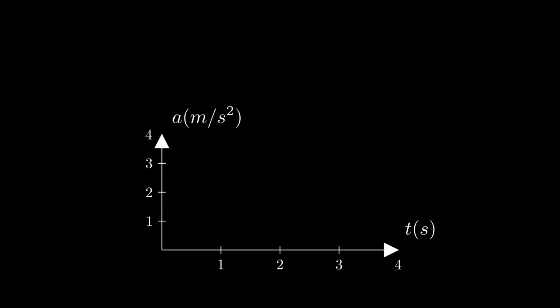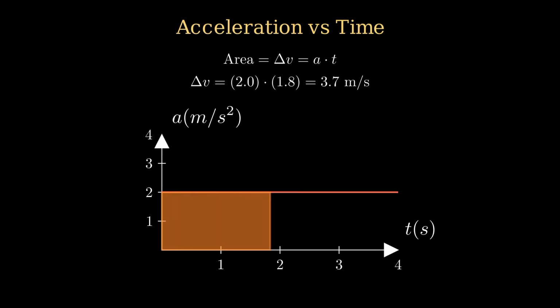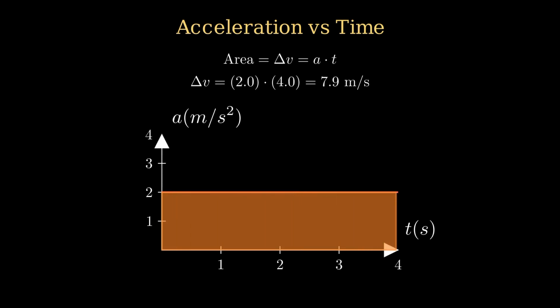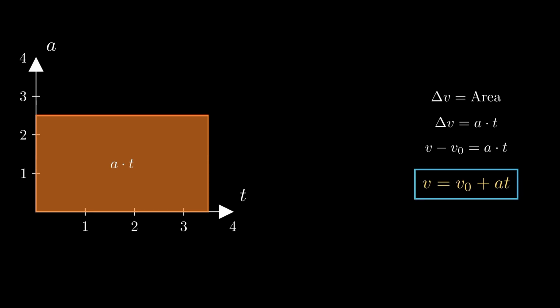Now, let's move to the acceleration-time graph. Since our velocity was increasing at a constant rate, the acceleration is just a flat, horizontal line. And here is the trick: the shaded area under this graph gives us the exact change in velocity. So, if the area under an acceleration-time graph is the change in velocity, we can write this mathematically as delta v equals a times t. But a change in velocity is just the final velocity minus the initial velocity. Rearrange this, and we get our very first kinematics equation.